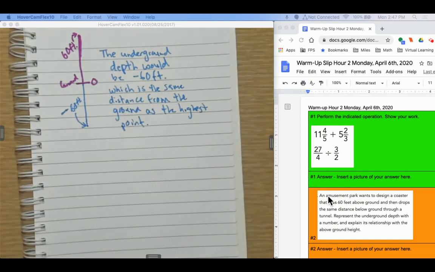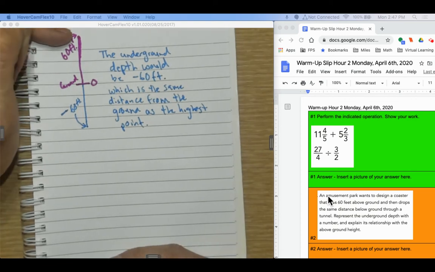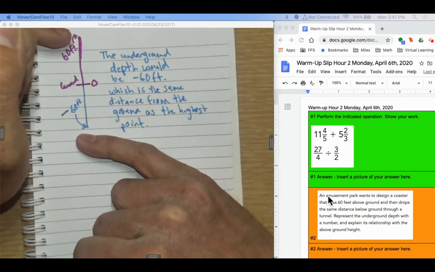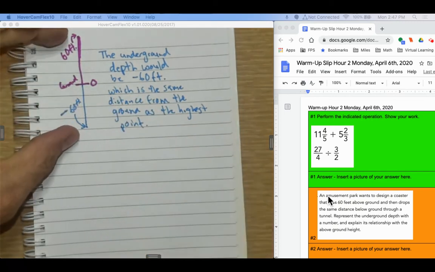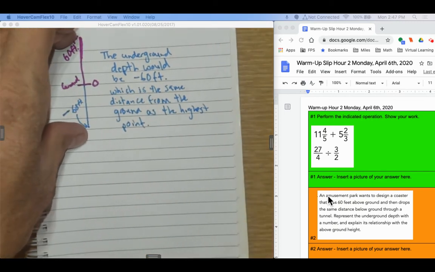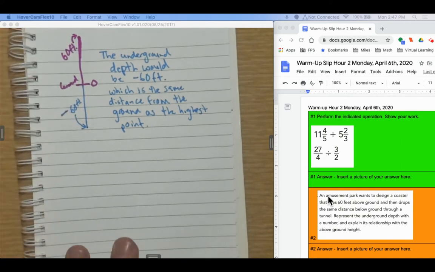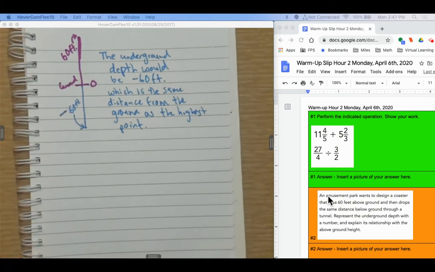Okay, and so they're trying to see that here is 60 feet and this is negative 60 feet. To get to the ground with both of them would be the same distance because they're the opposites of each other. And so they're the same distance away from 0 is what they're trying to get us to see right there. And that, ladies and gentlemen, was your warm up from yesterday.